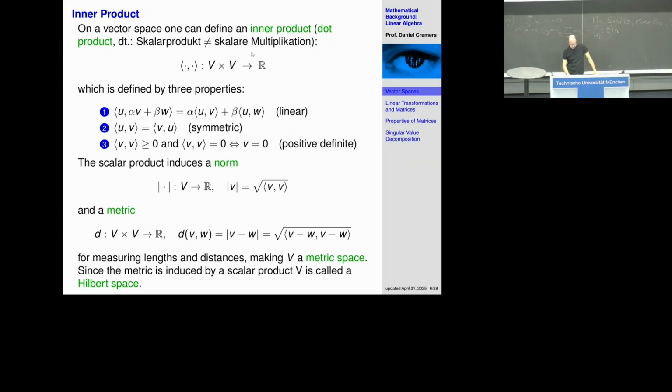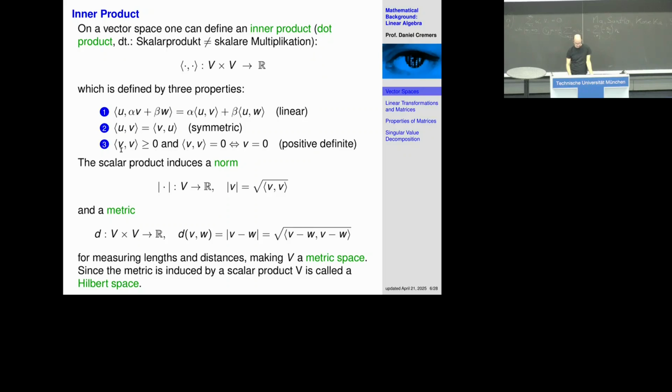You can conceive all sorts of inner or dot products here, but it must have three properties. The first one is that it has to be linear. So if I do the dot product between U and some linear combination of V and W, then I should be able to pull that inside and say alpha times UV plus beta times UW. In addition, the dot product by definition must be symmetric, so U times V must be V times U.